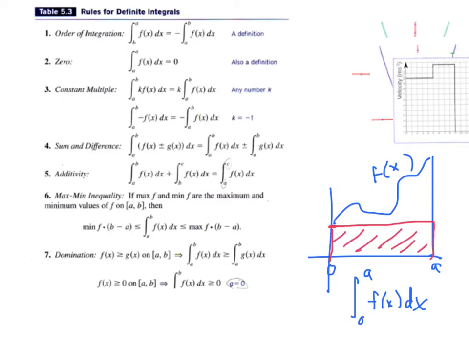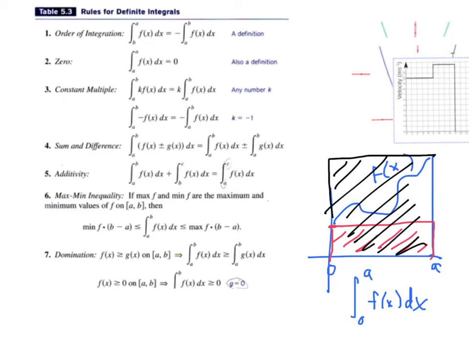Notice that the rectangle has a much smaller area than the entire function. If I pick the maximum, or the maximum height of the function, and draw a rectangle, notice that this new black rectangle has an area much bigger than the area under the function. The max-min property simply says that the true area under the function will be greater than that minimum rectangle, the minimum multiplied by the base, and less than that maximum rectangle. So pretty obvious, I think, that will be true.